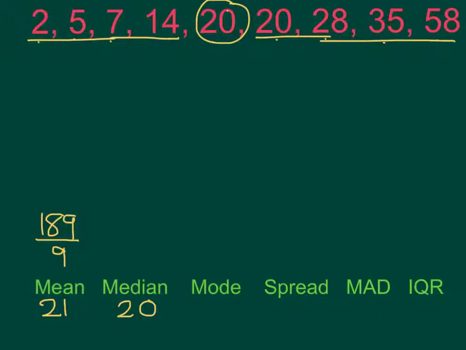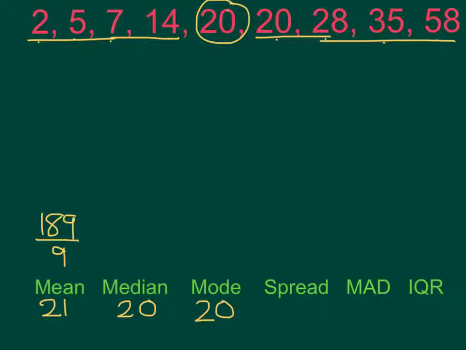Mode. Mode stands for what happens the most. So if I look at this, everything happens once here except I have 2 20s. That means that is my mode. It's possible you don't have a mode if everything ties for first or for last. And it also is possible that you have more than one mode. If I were to have another 7, then I would have 7 as a mode and 20 as a mode.